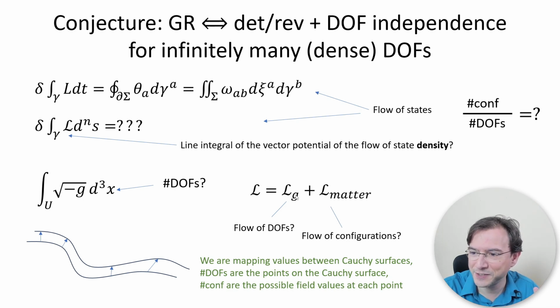And so the conjecture is whether the matter part is really for the flow of configuration for degrees of freedom, because the fields represent the degrees of freedom, and the other part of the action is the flow of the degrees of freedom themselves. Because the idea is that at the end of the day, we're going to have a Cauchy surface with all the degrees of freedom and the values of the fields at each point. And then we are going to evolve the Cauchy surface somewhere else. And we need to map two things, right? We need, yes, to map the value of the field from here to here.